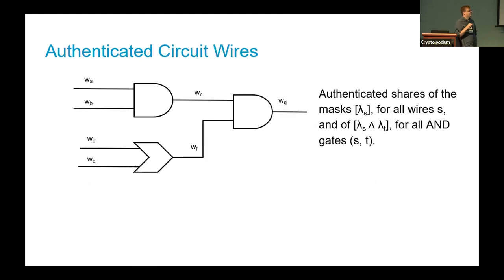But once you have the authenticated parallel AND, then you want to compile that to authenticated wires and authenticated AND values for every gate in your real circuit. So, for example, WG is the AND of WC and WF, which is previously XORed of other values. So you have to make this circuit dependent, so you're going to require more communication. But this is actually relatively cheap compared to the previous slide once you have the parallel AND in place.